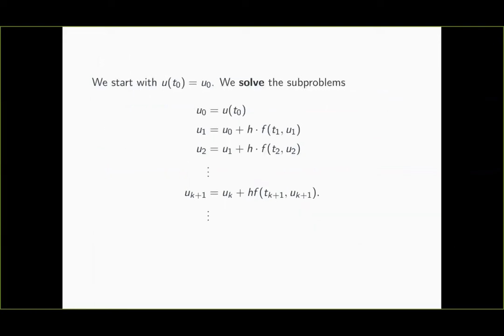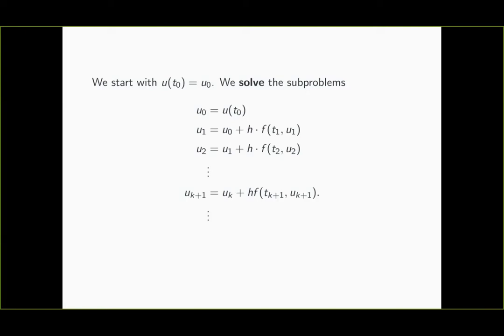The sequence of calculations that we perform with the implicit Euler method can also be summarized as follows. So we start with the initial condition u0, which is already known. In the next time step, given u0, we solve the equation u1 equals u0 plus h times f of t1, u1 for the unknown variable u1.